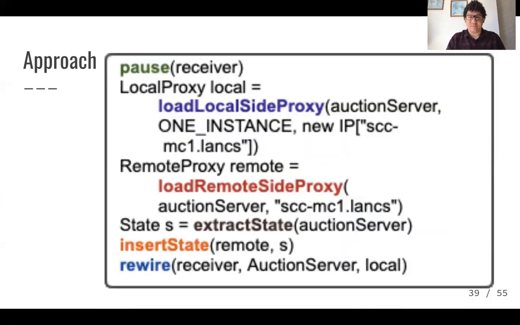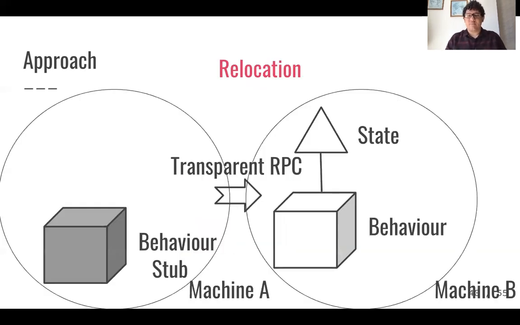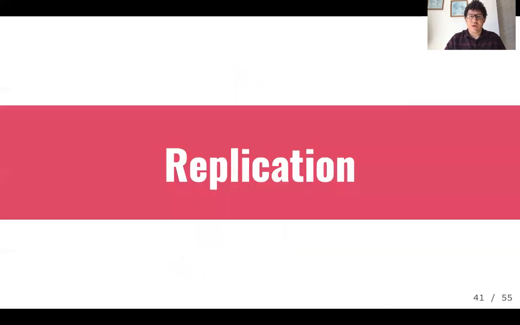All right, and now here's the code that illustrates everything that I just mentioned. So you can use all of those functions from the API to accomplish this. So you pause the local object, you create the local proxy, then you create the remote instance, and then you extract the state, and then you insert the state in the remote instance, and then you rewire everything and resume. And that's the result.